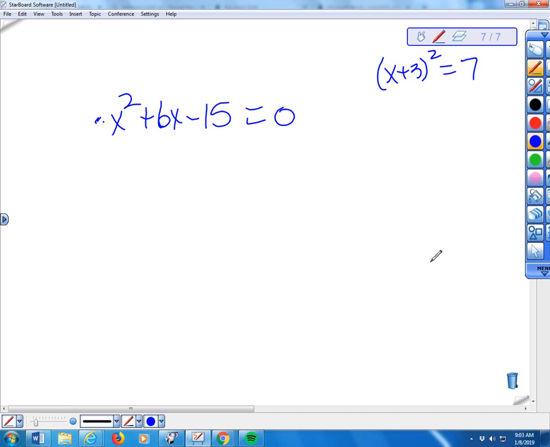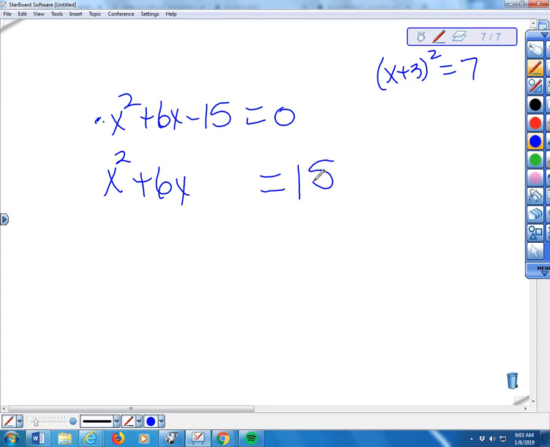So to start completing the square, you're always going to move the constant to the right. And I always leave a space here because I'm going to fill that up. With me so far? All I did is I moved the constant to the right. So I just have the x squared term and the x term on the left.